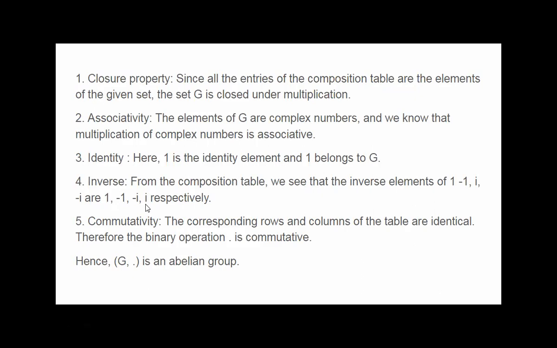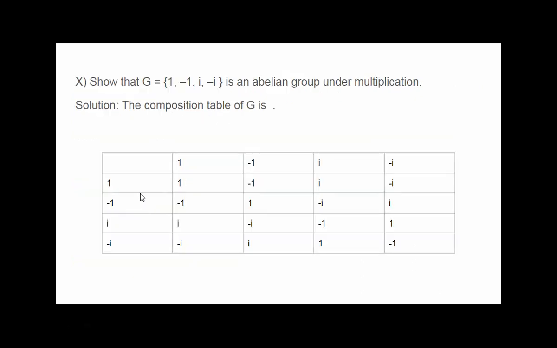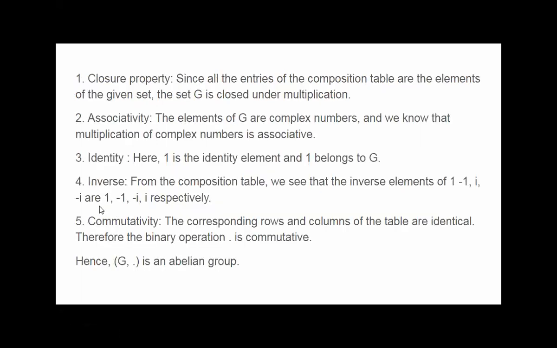In case of inverse, from the composition table, we see that inverse elements of 1, minus 1, I and minus I are 1, minus 1, minus I and I respectively. Okay. Inverse of 1 is 1. Inverse of minus 1 is minus 1. Inverse of I is minus I, and inverse of minus I is I. So inverses are also there in that set only.